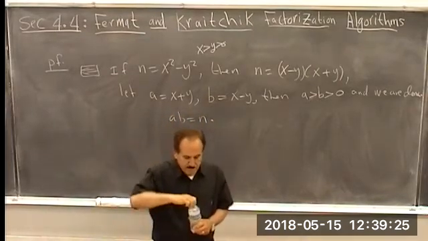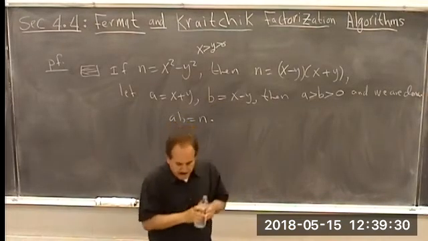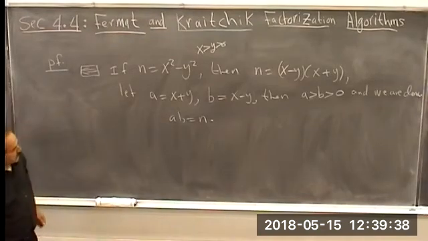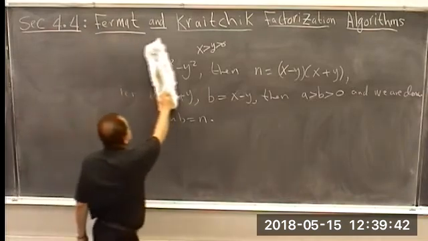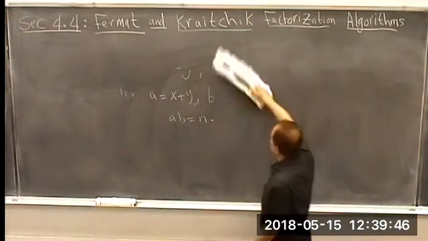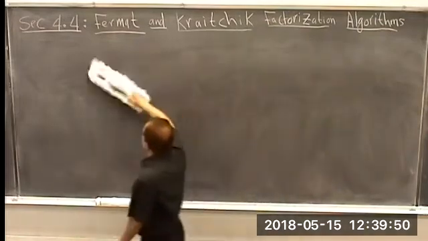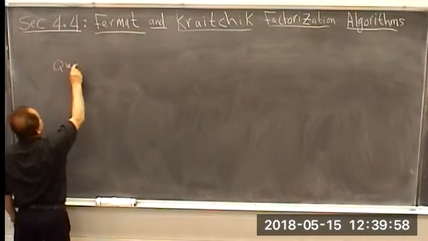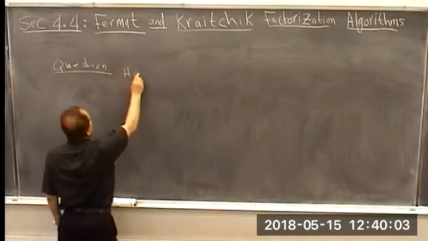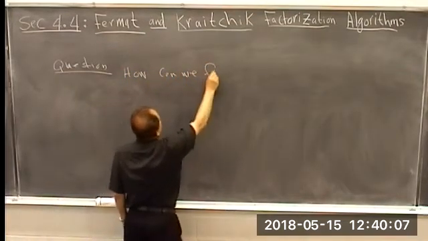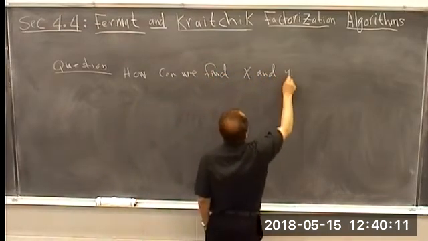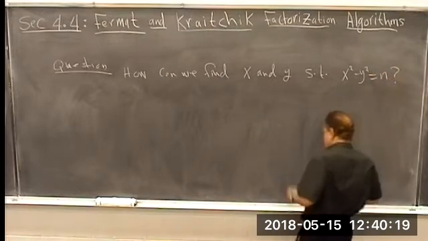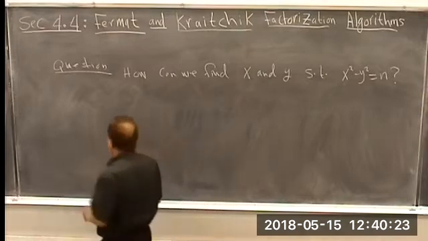All right, so now the question is, how can we find x and y so that n is a difference of 2 squares? So we write the question, and the steps of the algorithm are actually going to give us the values of x and y. So the question is, how can we find x and y such that x squared minus y squared is equal to n? This is the way we proceed.